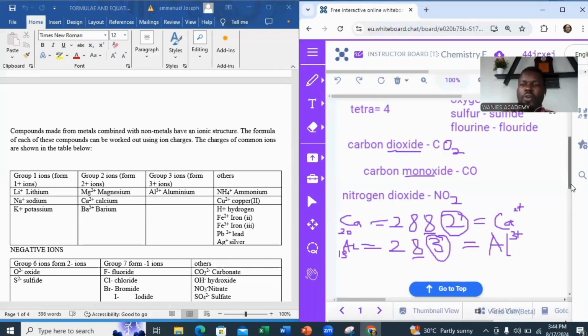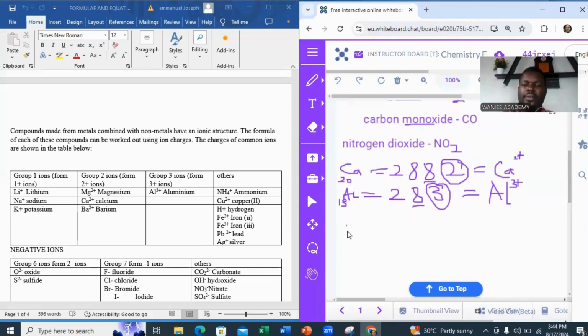Now for non-metals, take for example, we have nitrogen and sulfur. Nitrogen is 7, sulfur is 16. So how do we determine their charge? The first energy level here will take 2, and the second energy level will take the remainder, 5. And then for sulfur, we have 2, 8, and then 6 for 16.